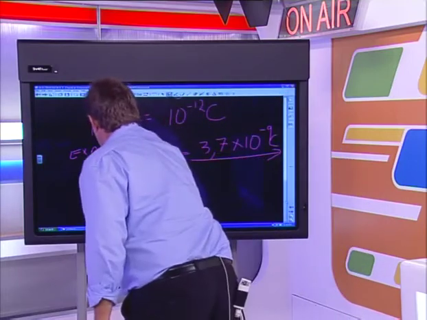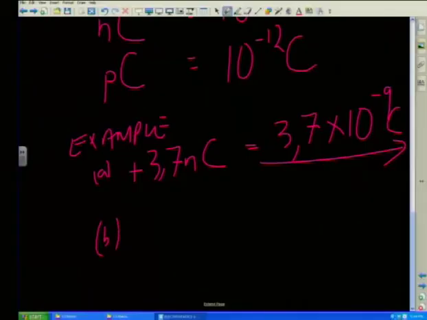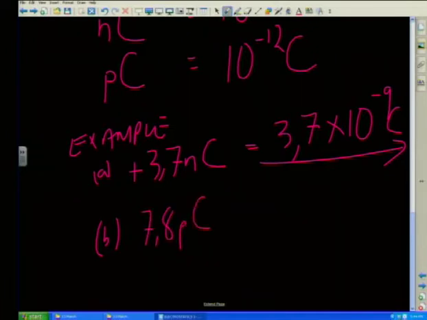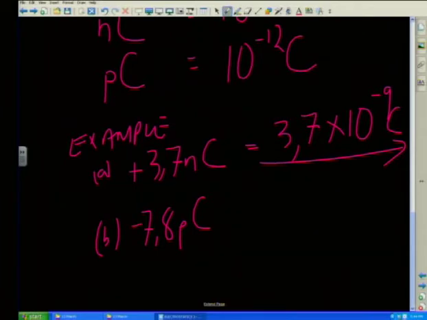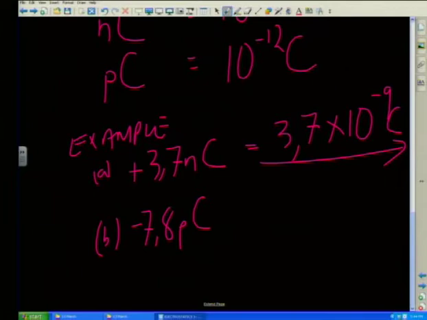Okay, let's call that example A. Example B, we can talk about 7,8 picocoulombs. And I'm going to put a negative there. So it's a negative charge, which means it's going to be electrons, an excess of electrons.